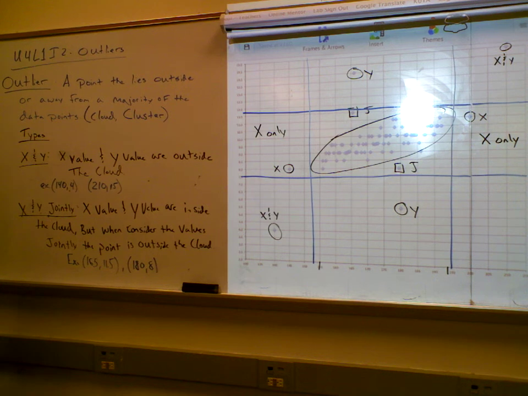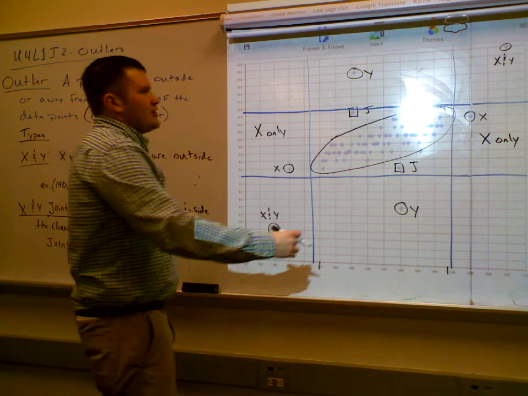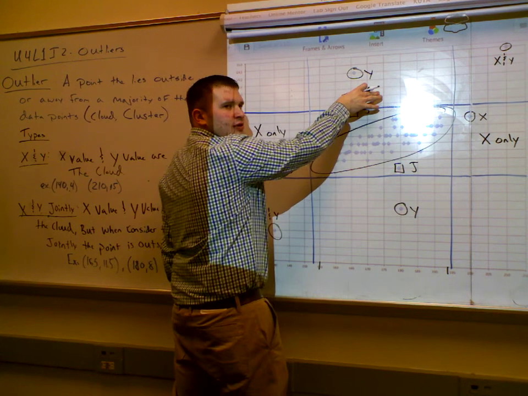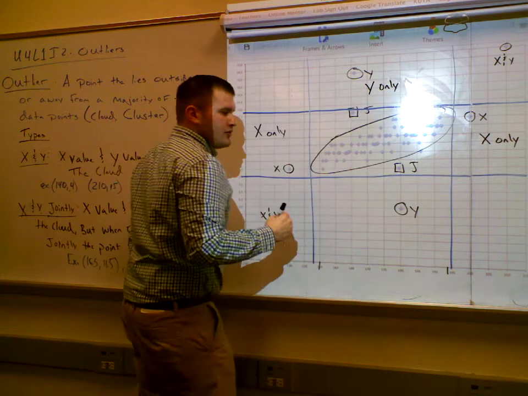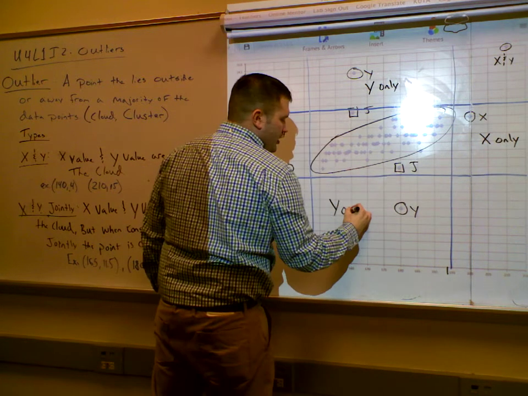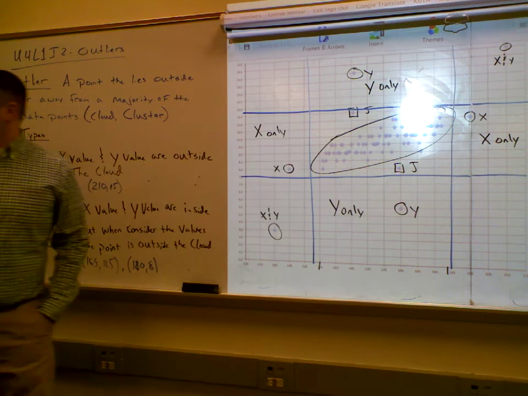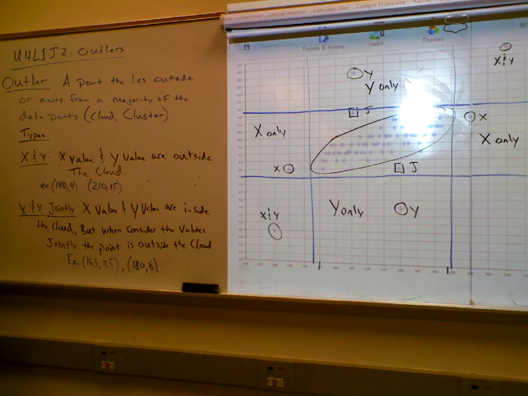Any other specific type of outliers? So this is a map. Where are the Y outliers, Josh? Top and bottom. Here the X's are okay, the Y's are too big, so my Y only outliers will be up here. And here the Y's are too small, so they'll also be right there. Any other regions where we know what the outlier will be?